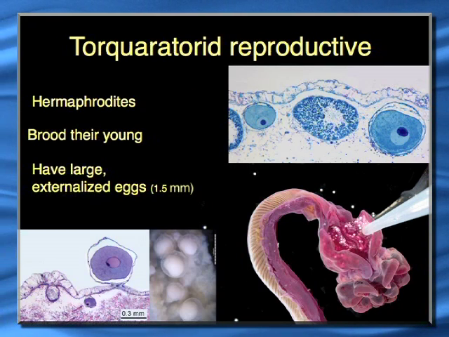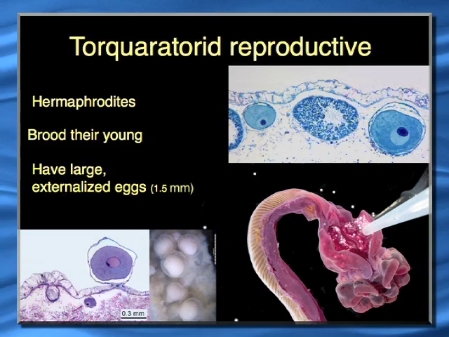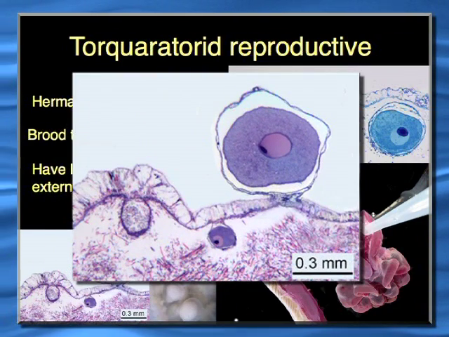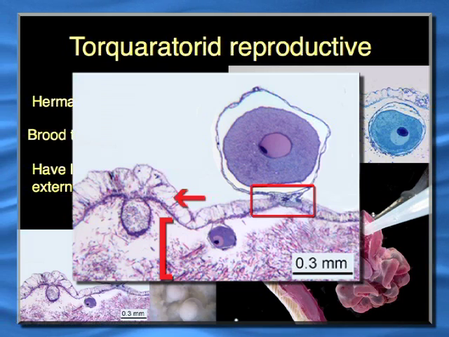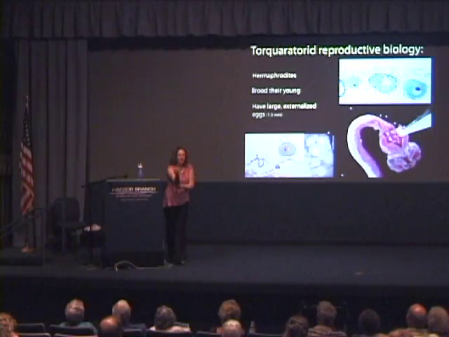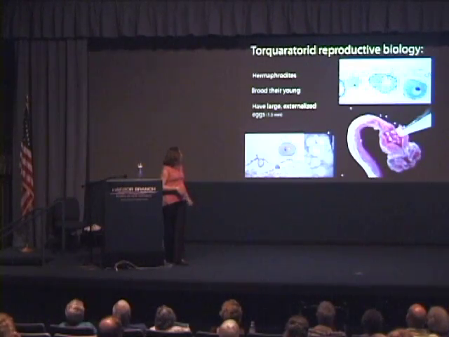And some of the species also have these incredibly large externalized eggs. This is looking at the epidermal wall, the body wall of this tissue here. You can see that there's a very thin layer of epidermis membrane and a little stalk that attaches it. These eggs are actually outside of the body. So they're hanging their eggs just on the outside of the body. What is the purpose of that? We don't know yet. It's something that we're interested in looking at.